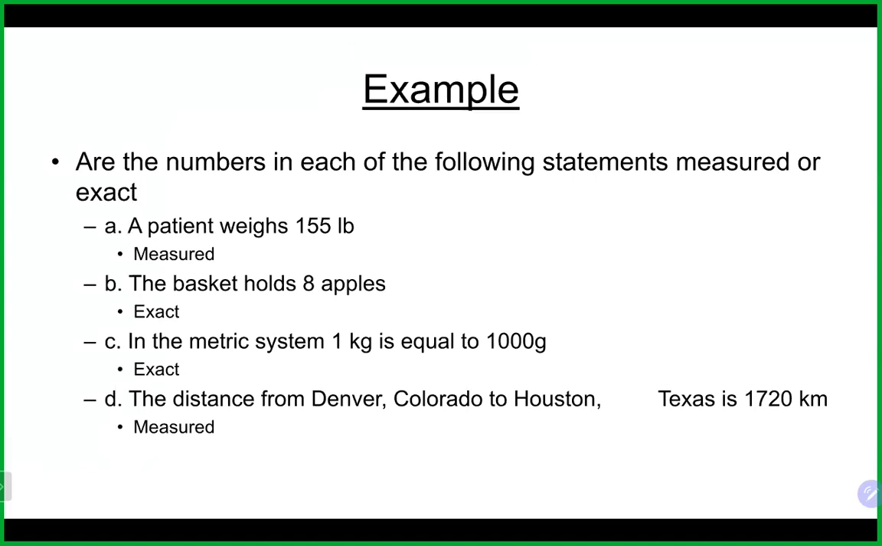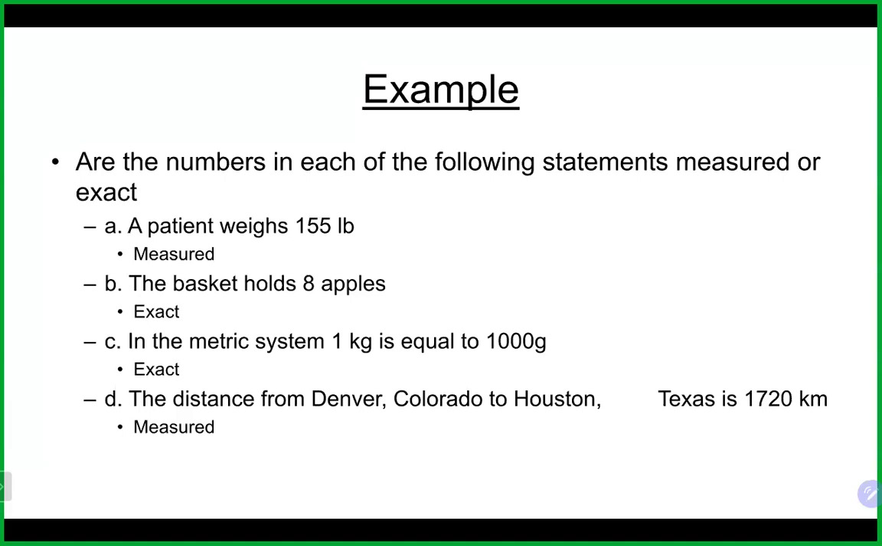All right, so we talked a little bit about the difference between measured and exact numbers. Once again, measured numbers are obviously, as it sounds, concern some type of measurement. They will have a certain specific number of significant figures based on the equipment that is used. Obviously, exact will be counted or some type of definition. So again, just to run through these, 155 pounds, that would be something that would be measured. I'd have 3 significant figures.